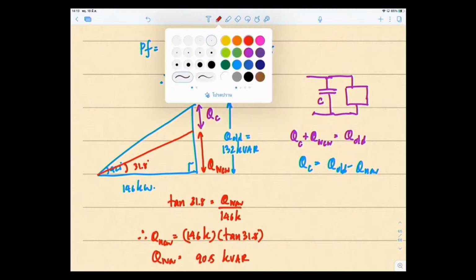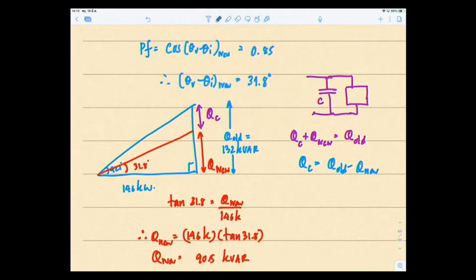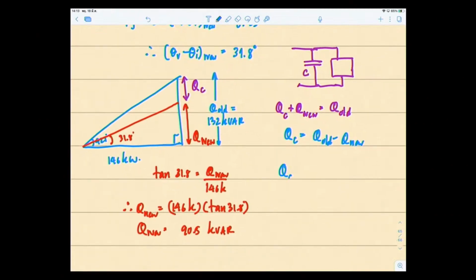So I can put it into this formula to find QC. QC equals my Q old value, 132 kvar, minus the new value, 90.5 kvar. So I will get my QC equal to 41.5 kvar. 41.5 kvar. Okay.